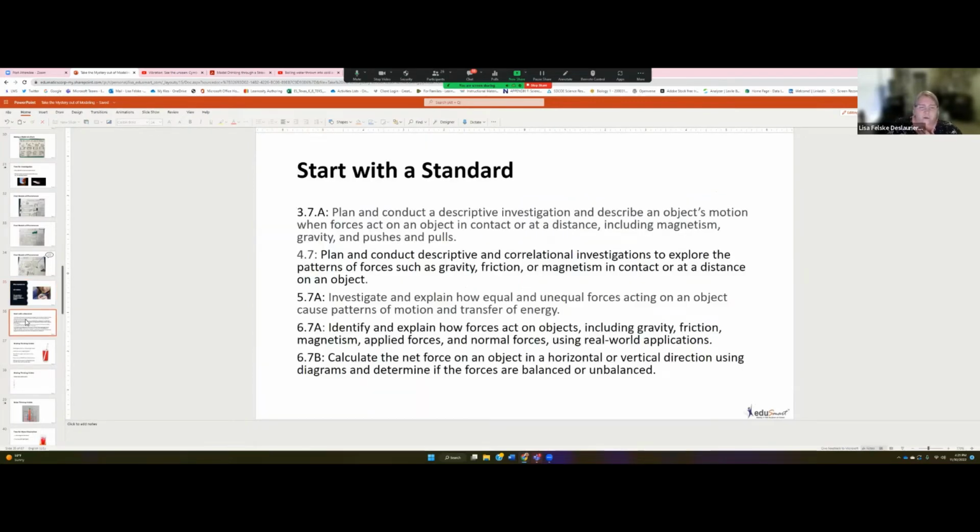And so again, start with the standard. I picked standards of the new TEKS, and you can see this one talks about forces, patterns of forces, equal and unequal forces. This one's forces, and here we have net force. So you can guess that I'm wanting to cover force with this one.